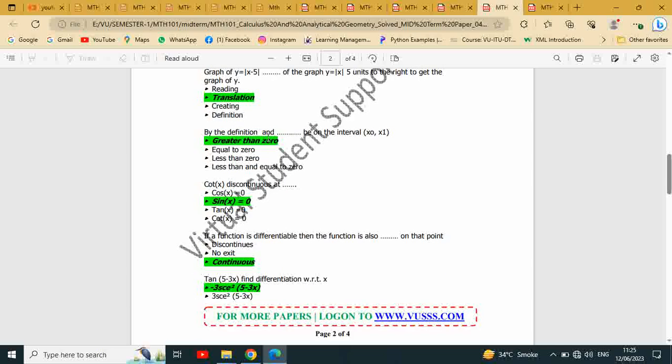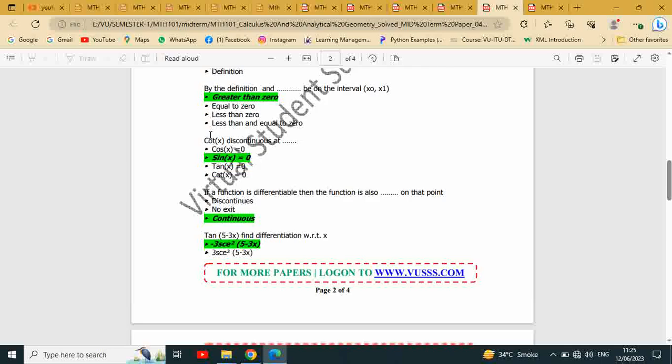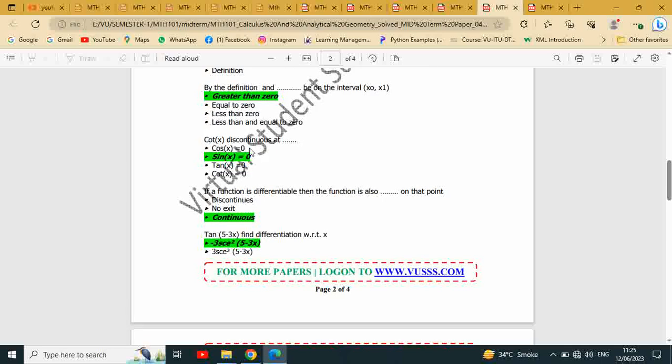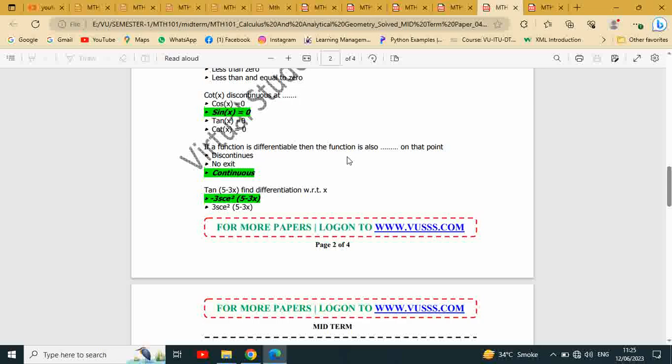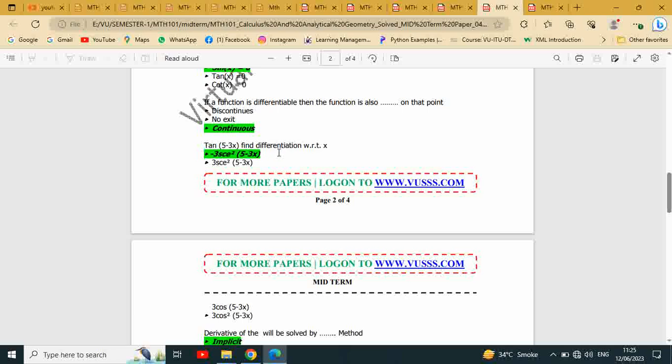By the definition, epsilon and delta greater than 0 on the interval x0, x1. Cotangent x is discontinuous where sin x is equal to 0. If a function is differentiable, then the function is also continuous at that point. Tangent of 5 minus 3x: find the differentiation with respect to x, minus 3 secant square of 5 minus 3x.